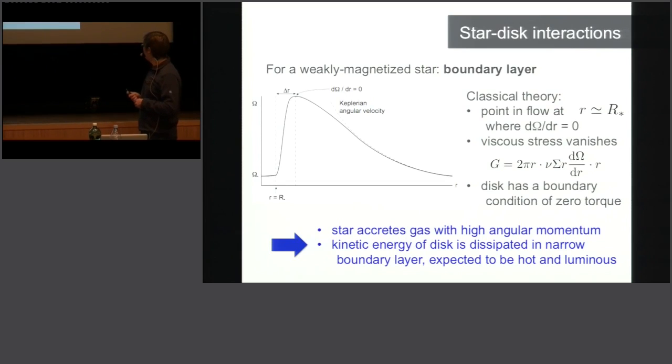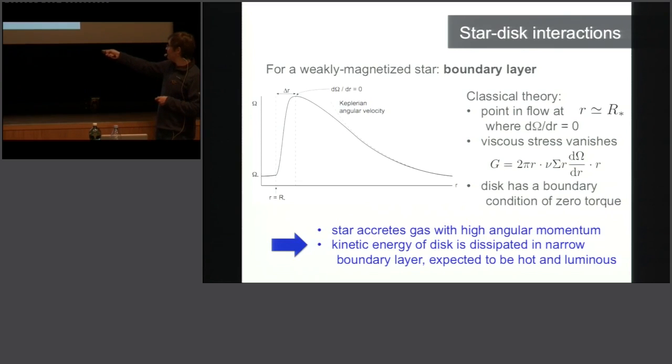So if we go back to those equations that were being used to derive the evolution equation for the disk, the viscous stress, the viscous torque we had there, had this linear dependence on d omega by dr. So if we have a boundary layer situation in this classical theory, then at this point, on the outer edge of the boundary layer, the viscous stress vanishes. So we describe this kind of solution as being a so-called zero torque solution for the inner edge of the disk. So the property of a boundary layer is that the star accretes gas with rather high angular momentum.